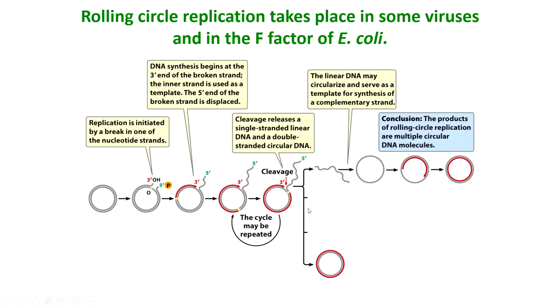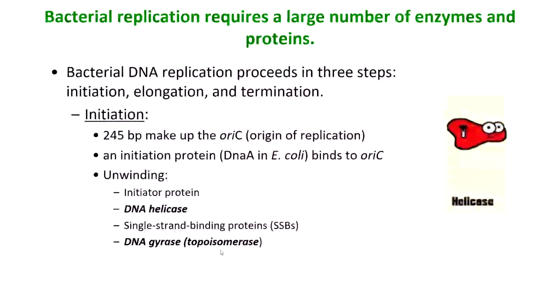This process is a lot shorter, though, than theta replication because we're only moving in one direction. So again, because this is a longer process, rolling circle replication takes longer. It's only really efficient if the genome is small. Theta replication is much faster.